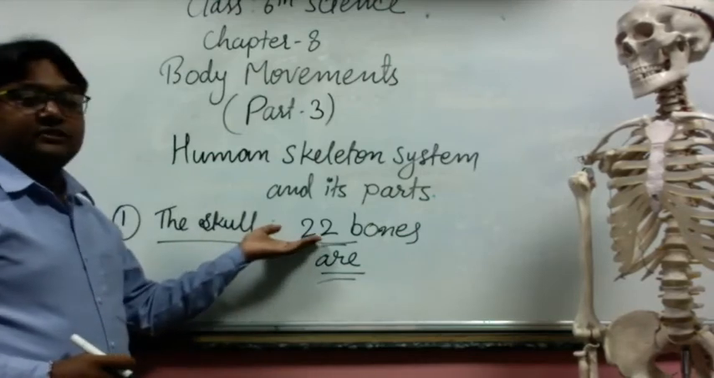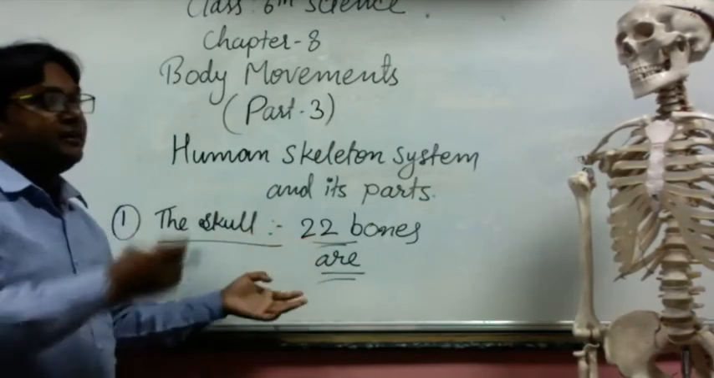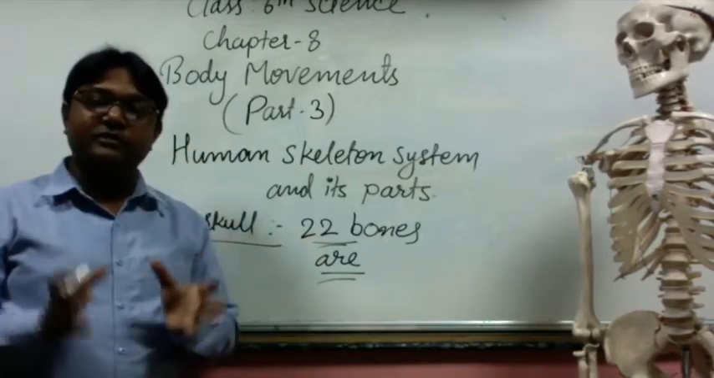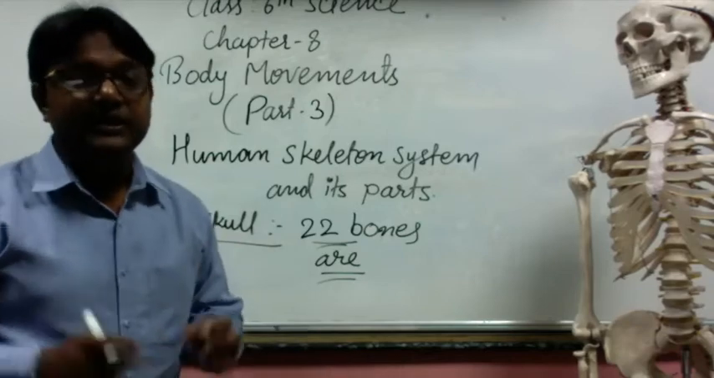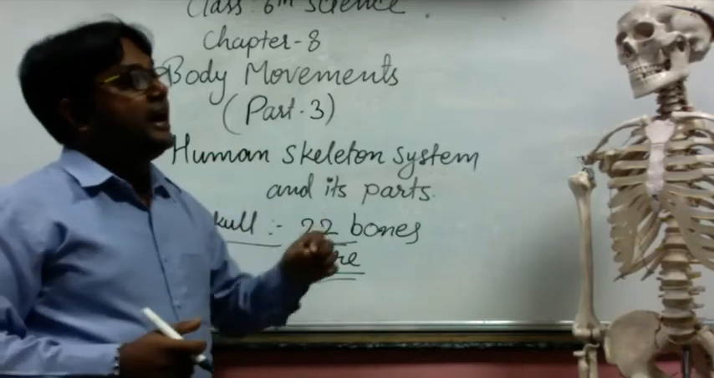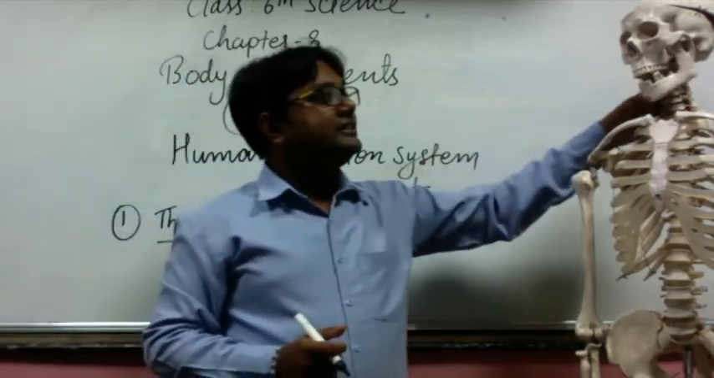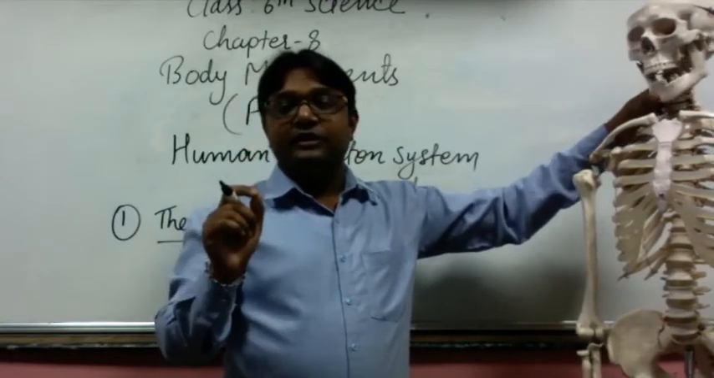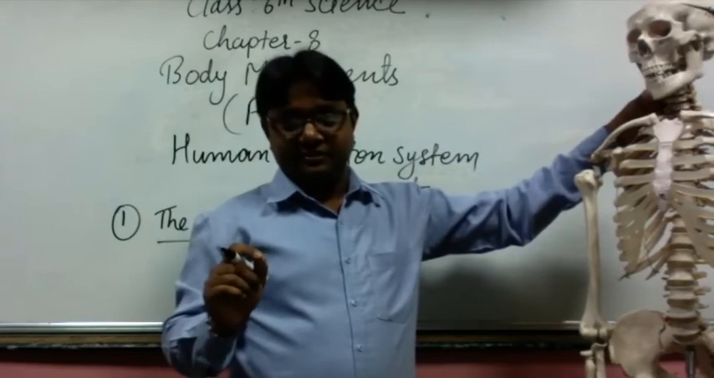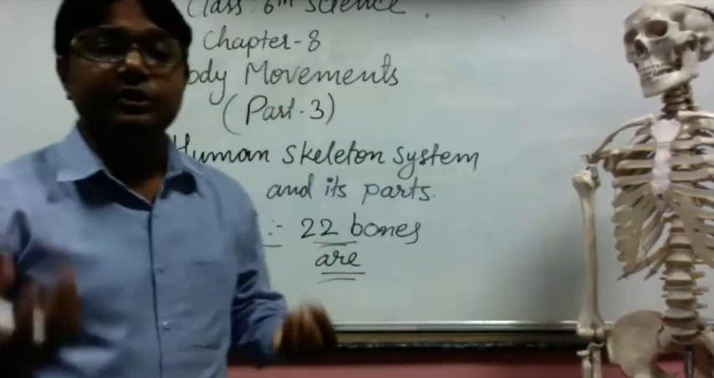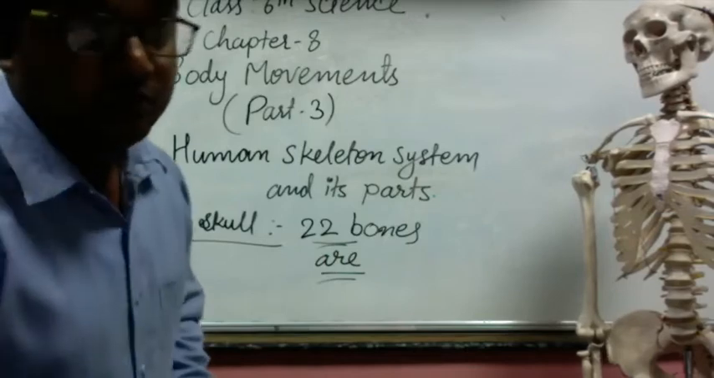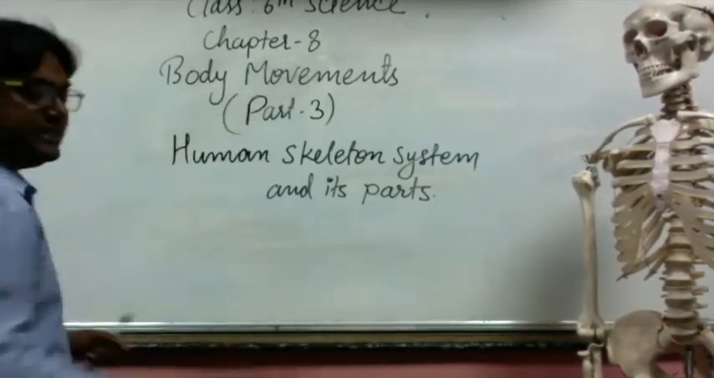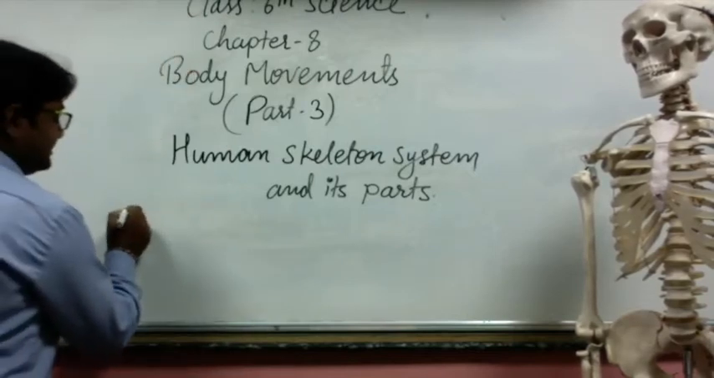The human skull consists of 22 bones, fused together to form the skull. The brain is enclosed in the brain box named the cranium. The human skull has the lower jaw, which has a movable joint, and due to that we are able to talk. So students, now let's move to the next part of the human skeleton, the second one.